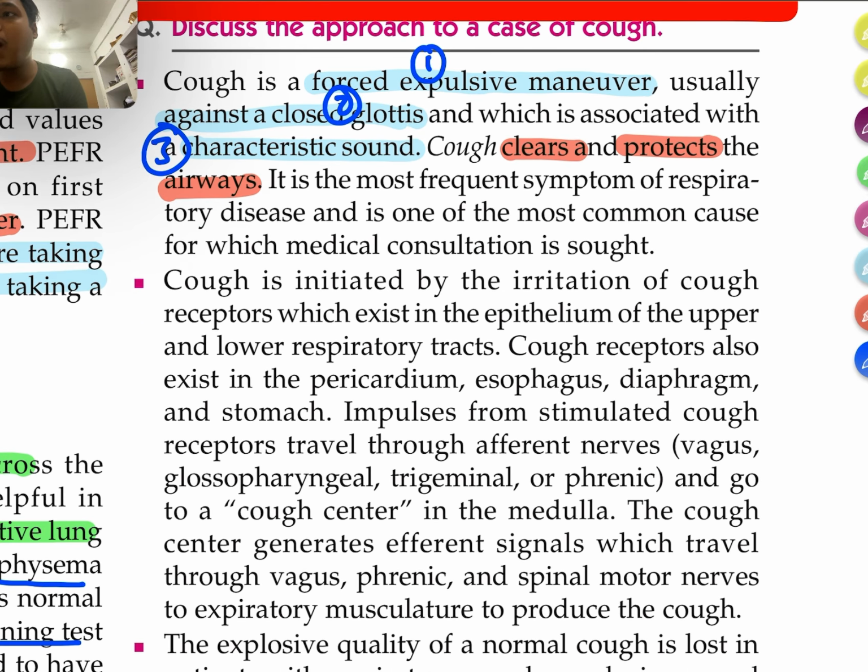Okay, so how is it initiated? It is initiated by irritation of the cough receptors, which exist in the epithelium of the upper and lower respiratory tract. So what you have to remember is that the cough receptor is important. Cough receptors also exist in the pericardium, esophagus, diaphragm and stomach, and irritation of these also causes cough.